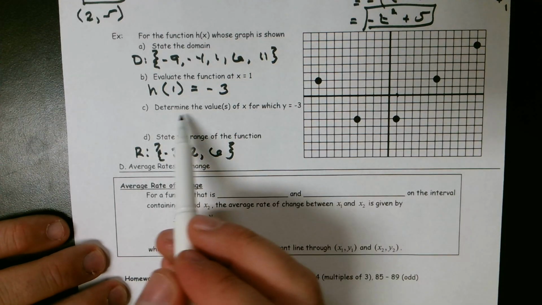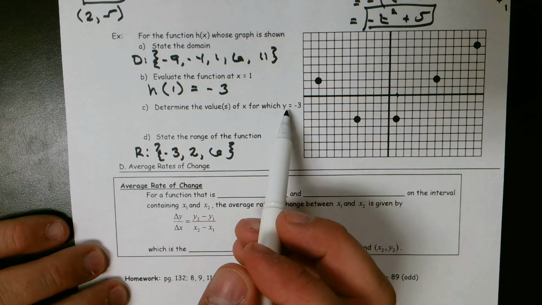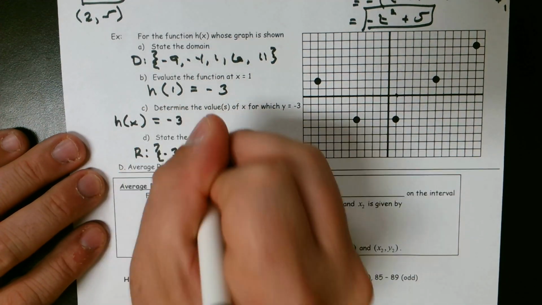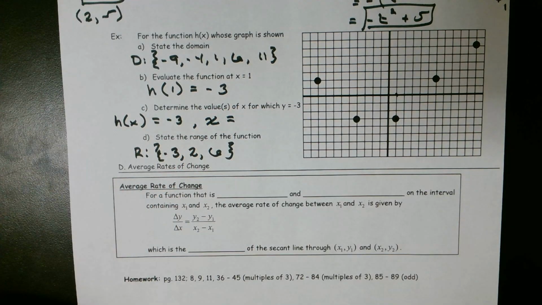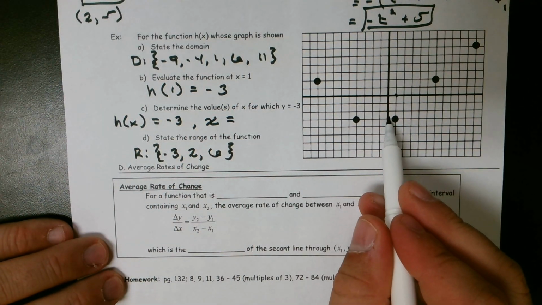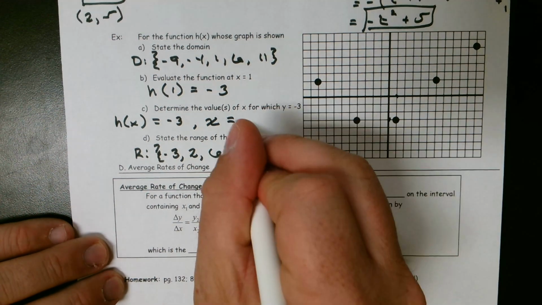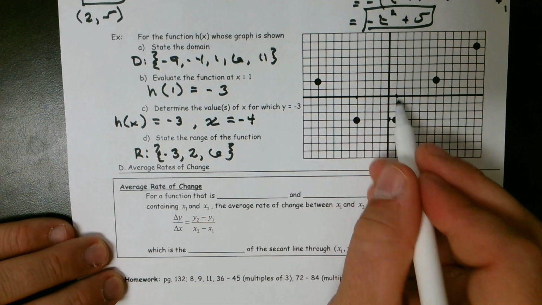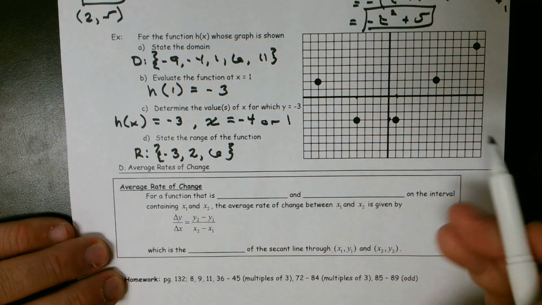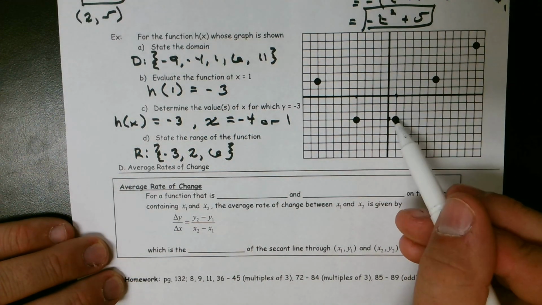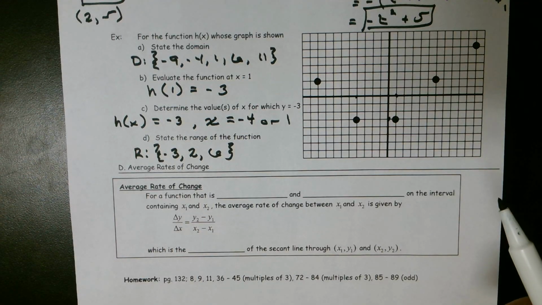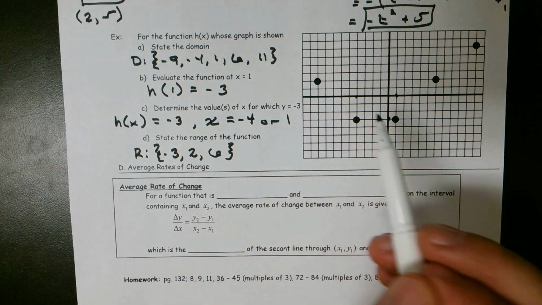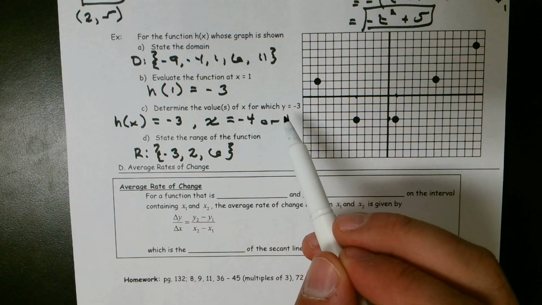Okay, now we're being asked to determine the value or values of x for when y equals negative 3. So we're saying h of x is equal to negative 3. What's x equal? Well, if y is negative 3, then x can either be negative 4, because if x is negative 4, we get out negative 3. Or if x is 1, we get out negative 3. Awesome. Sometimes this is a little bit difficult, so make sure you guys ask questions in class if you don't understand something here. The function notation tends to throw people for curveballs from time to time.